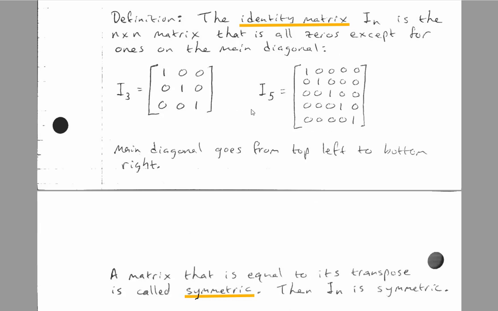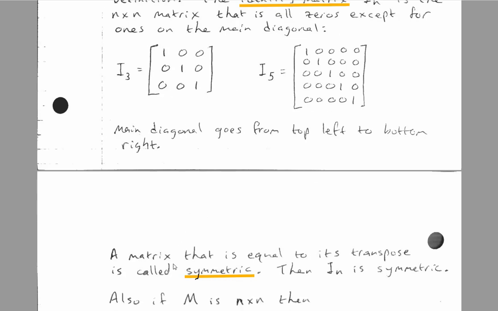Okay, yeah, two things we can say about this matrix. The first is it's equal to its transpose. So you can see if you make this first row into a column, the second row, third row, you see you get the same matrix. Any matrix that's equal to its transpose is called symmetric. Alright, so I sub n, the identity matrices are always symmetric. They're equal to their transpose.